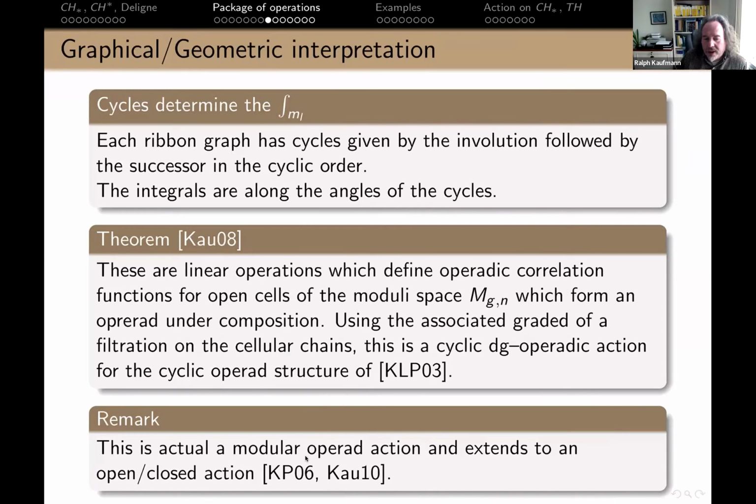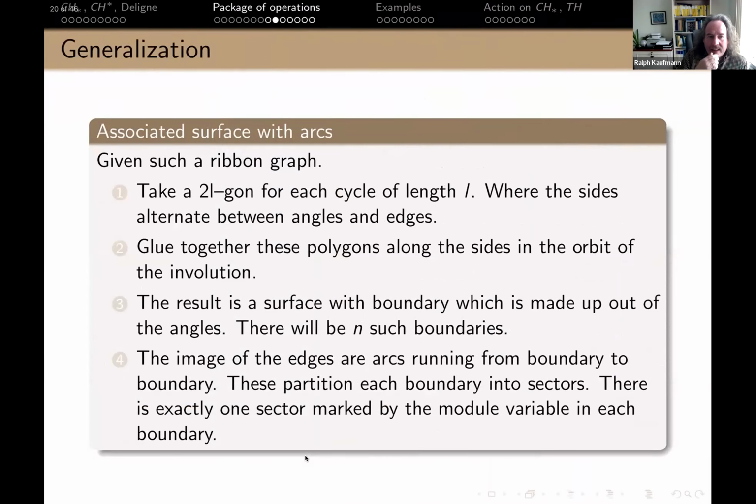So you can actually do modular operads and extend it to open-closed, but there's something nice. How do I construct the surface? And I'll get to one of your points. How do I get the surface with arcs? For every vertex, for every cycle, I'll take a 2L-gon if the cycle has length L. Then I'll glue together these 2L-gons according to the orbits of the involution. What you get out is a surface made up of boundaries, where there will be n boundaries, which were your original vertices. And the gluing places will be arcs running from boundary to boundary. There'll be sectors according to this, so these are the angles. And there's exactly one sector in each boundary, which is marked by the module variable.